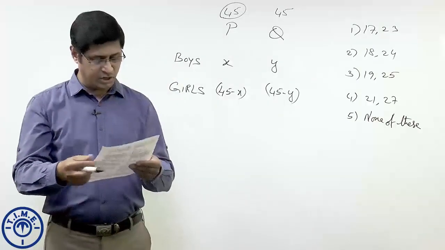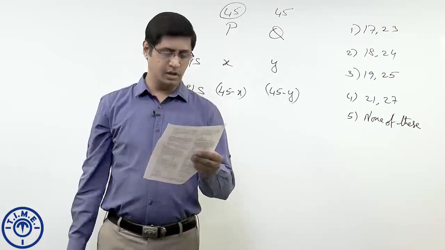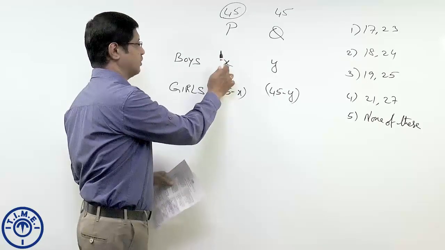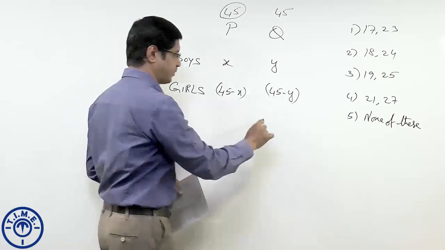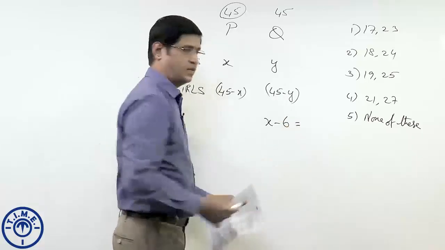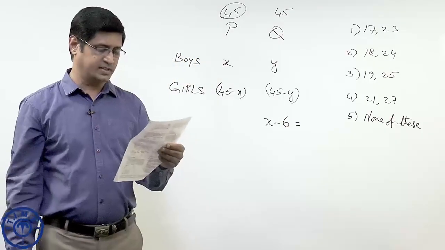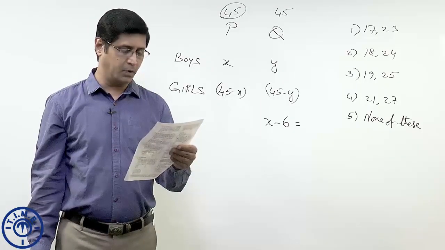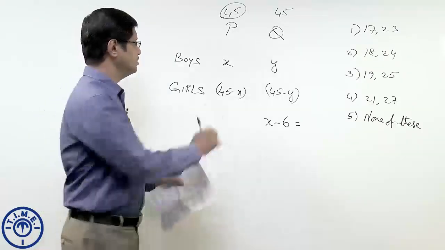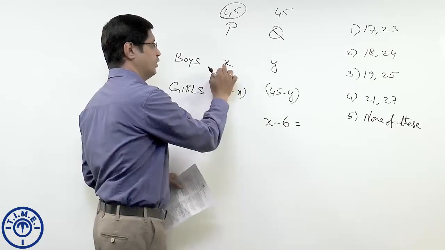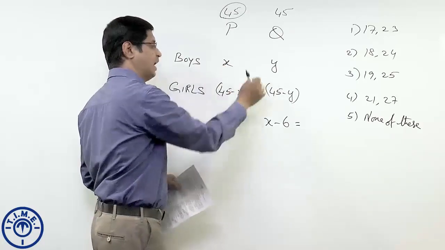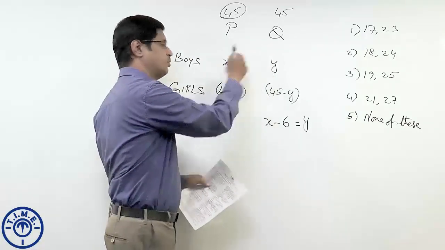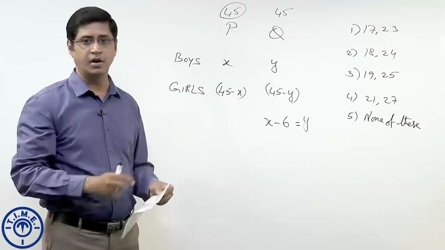Right. Now, look at the condition here. Condition 1 is if 6 boys from P are shifted to Q. 6 boys means from this value we need to subtract 6, that is X minus 6. Then what is the result? If 6 boys are subtracted from P and shifted to Q, then the number of boys in the classes would interchange. When you subtract 6 from this, it becomes Y, and when you add 6 here, it becomes X. So, that is the meaning of interchange.